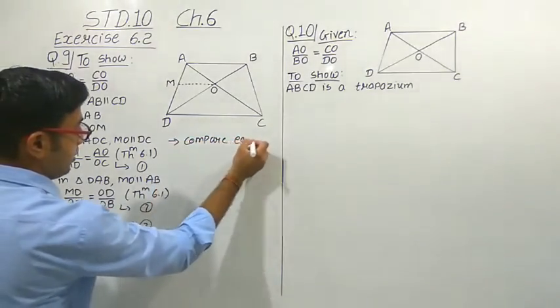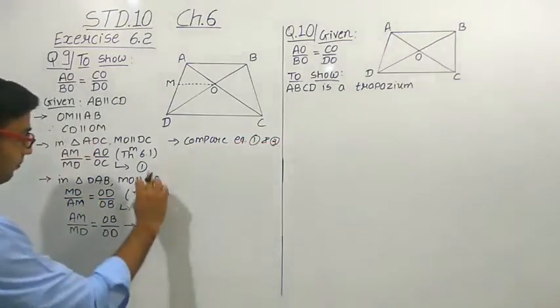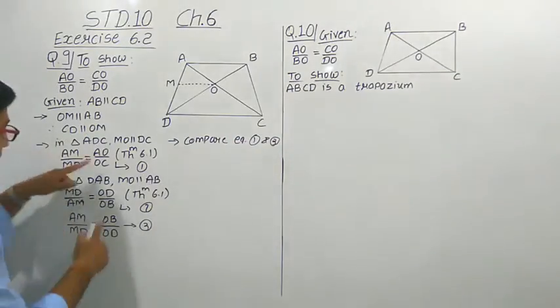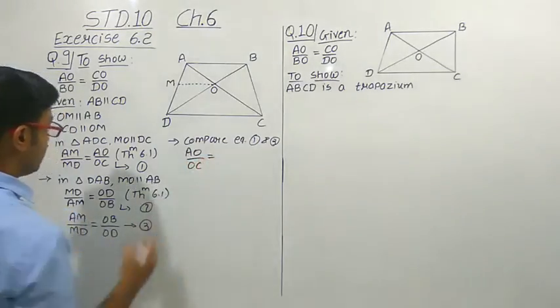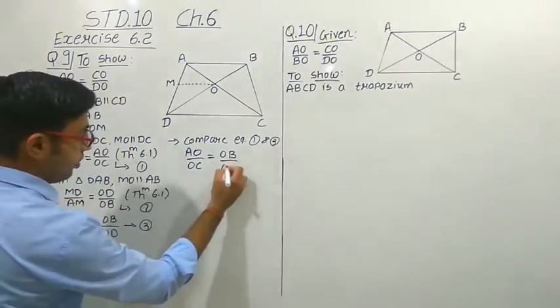Compare equation number 1 and 3. Right? Compare these two equations. Now we can see that the left hand side is equal, so the right hand side will also be equal. So AO upon OC is equal to OB upon OD.